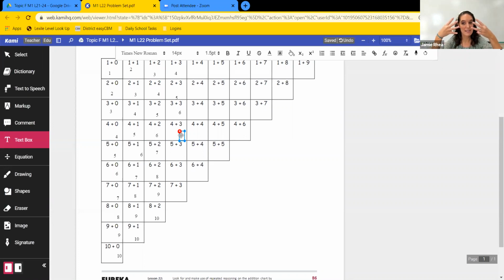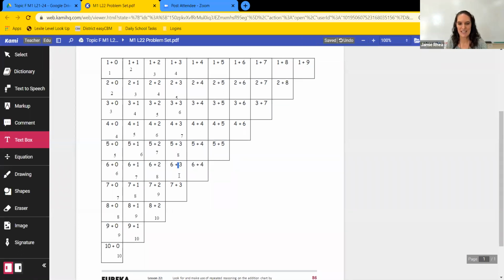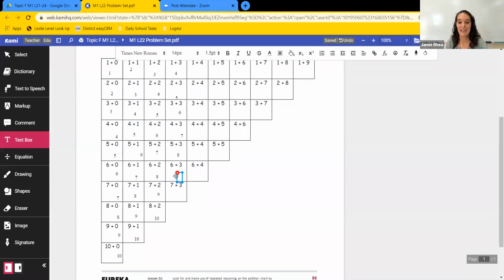3 plus 3 is 6. 4 plus 3, it's a double plus 1. That makes 7. 5 plus 3, 8. 6 plus 3, I gave you the answer. 6 plus 3 is 9. And 7 plus 3 is 10. Do you see my pattern? 4, 5, 6, 7, 8, 9, 10. We're counting up every time. Okay, so if I go this way, I have 1, 2, 3, 4.